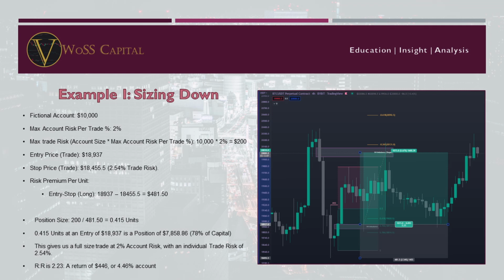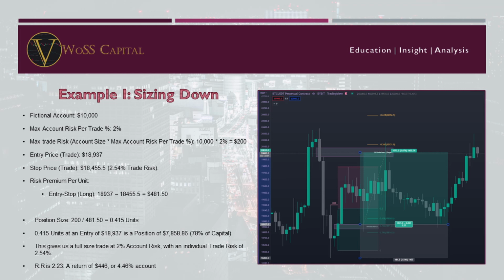And the stop location within this strategy is deemed to be the previous swing low before entry. So in this example, we'll use a fictional account of $10,000, and we'll use our max account risk per trade at 2%, which is what we've been talking about within the sessions. So that makes our max trade risk for any individual trade $10,000 times 2%, which is $200. So that's what we can risk in the trade.